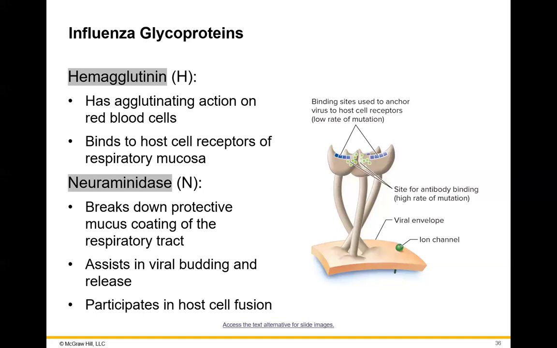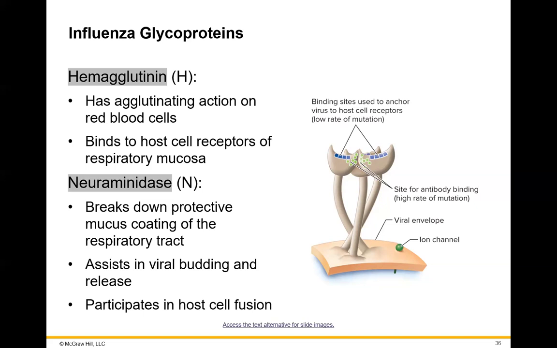So on the outside, we have the H and the N. It helps us define what kind of virus we're dealing with as far as flu goes. Hemagglutinin, agglutination is like sticking together. So with hemagglutinin, we're sticking to red blood cells. We're also sticking to other tissues in the body, especially in the respiratory area, to help get into those respiratory system cells. So hemagglutinin is our entry, the spike that lets us get in.